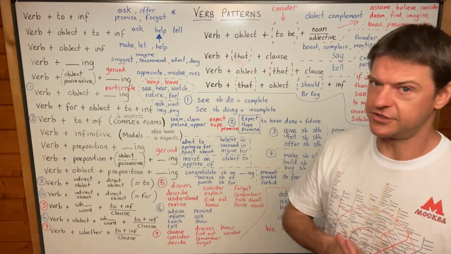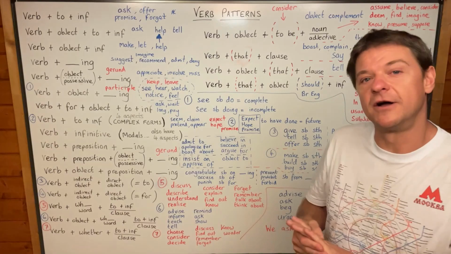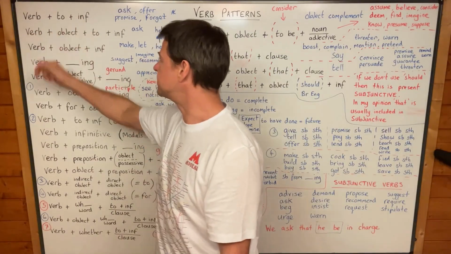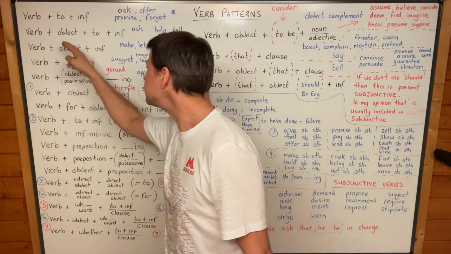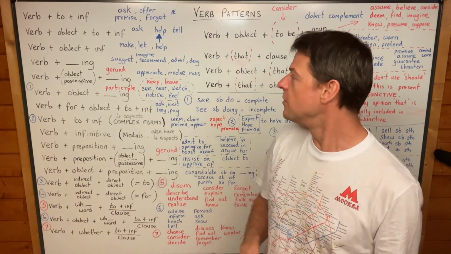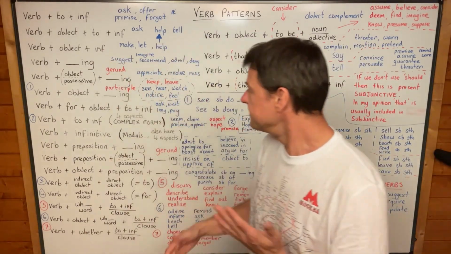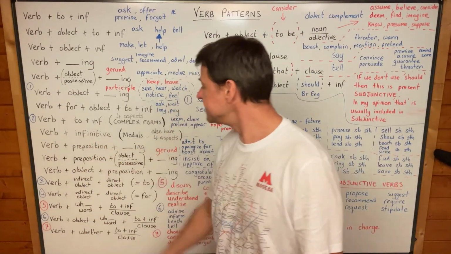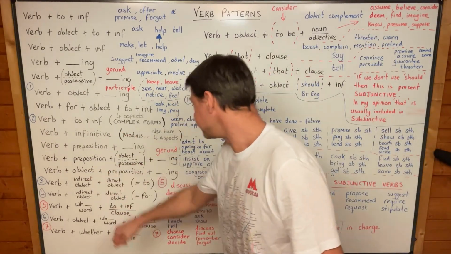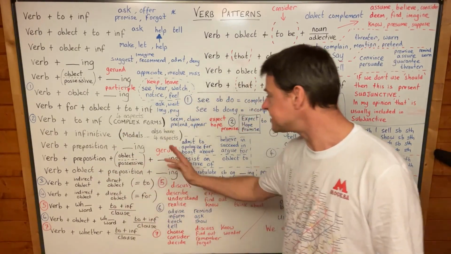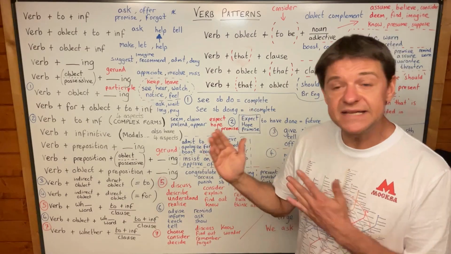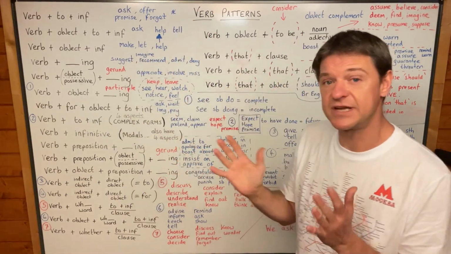And so when you learn a new verb, you ought to learn if it's followed by to plus infinitive, or an object and then to plus infinitive, or a gerund, or a bare infinitive, or a preposition and then an object and then a gerund. There are many different forms you can have for each and every verb.